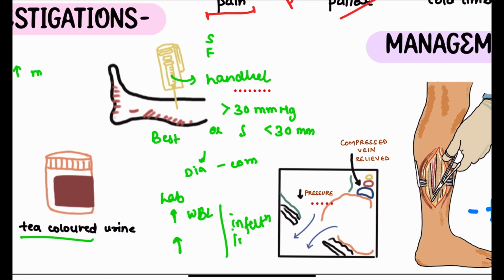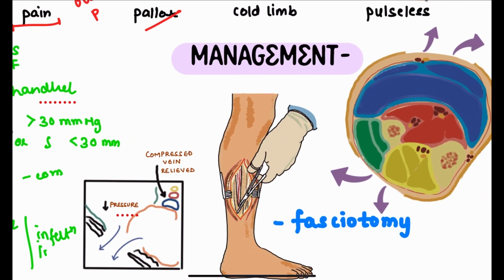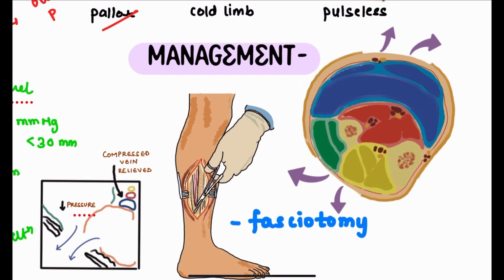Last part of it is the management. Now we have seen so much of compartment syndrome. Now how are you going to manage it? So the first procedure is the surgical procedure known as fasciotomy. Now what is this fasciotomy? We know that we have a layer of fascia, and due to this fascia the pressure is not getting relieved. So what we do is relieve the pressure by cutting the fascia, and then we re-establish the flow of blood, and it can be left open for a few days.